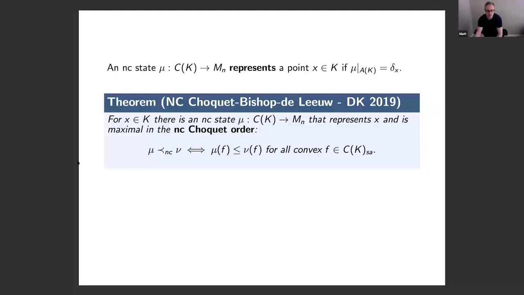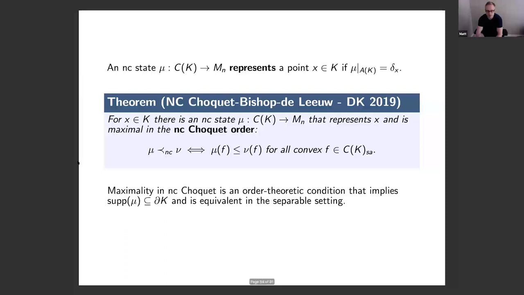So mu is dominated by nu if whenever I plug in a continuous NC convex function, I get the appropriate inequality. And the reason that this condition is important, just like in the commutative case, is that it's an order theoretic characterization of the support of our state being contained in the boundary, the extreme boundary, meaning the set of extreme points of our NC convex set. In the separable setting, once again, this turns out to be equivalent.